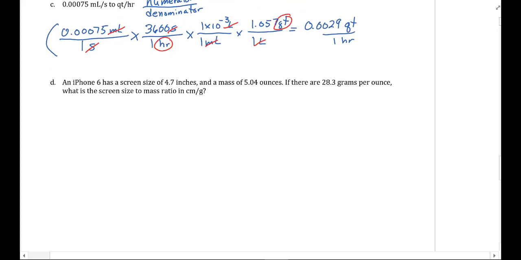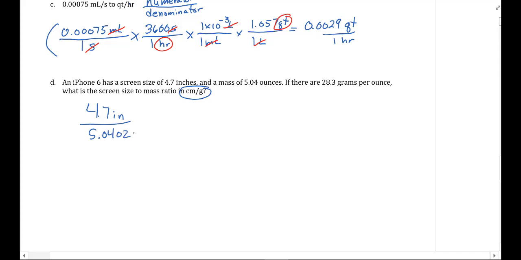There's one last conversion problem here. An iPhone with a screen size of 4.7 inches and a certain mass, and the question asks to convert that to centimeters per gram. In this particular case, you don't even have the slash fraction. You've got to create the numerator denominator fraction yourself. That would work out to be 4.7 inches divided by 5.04 ounces.